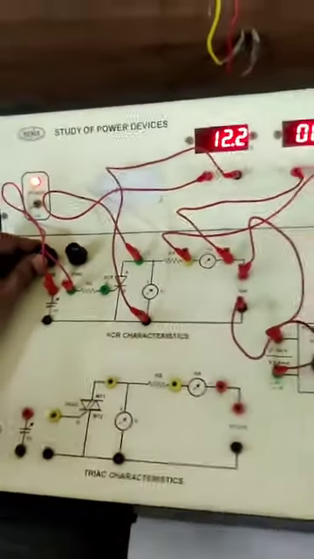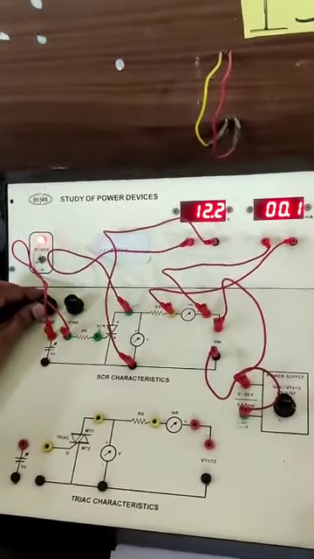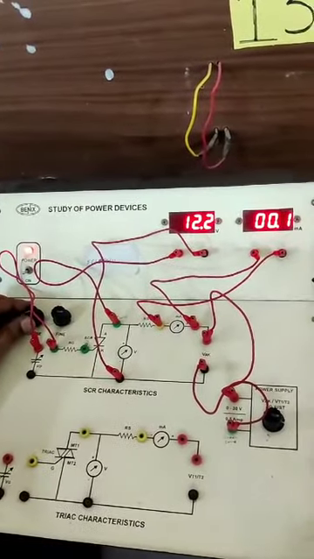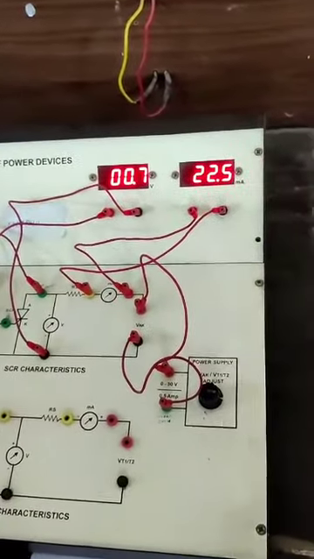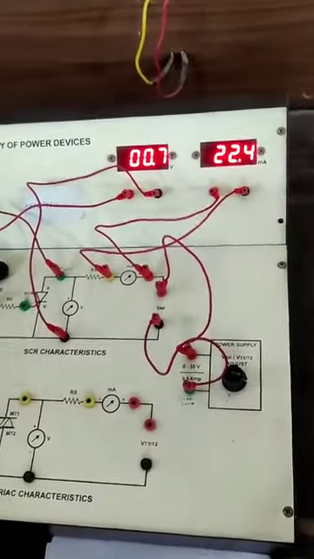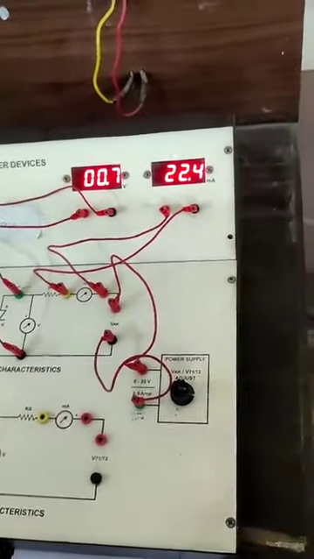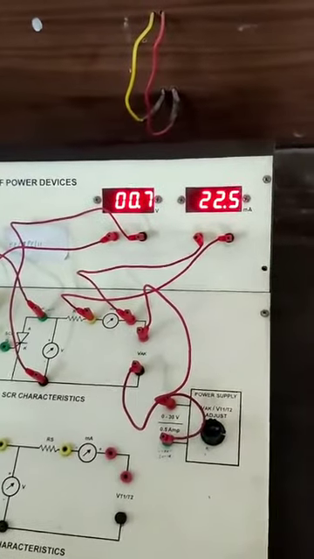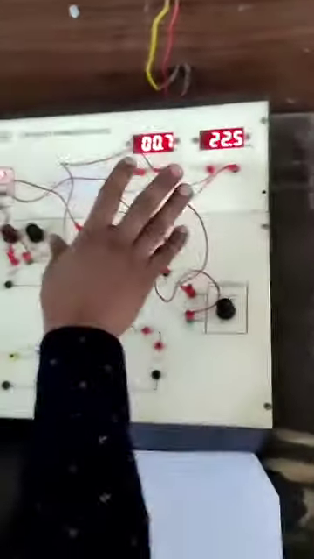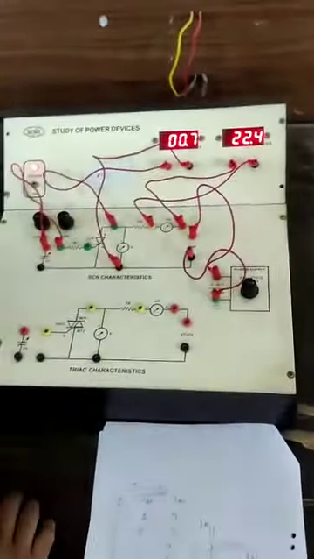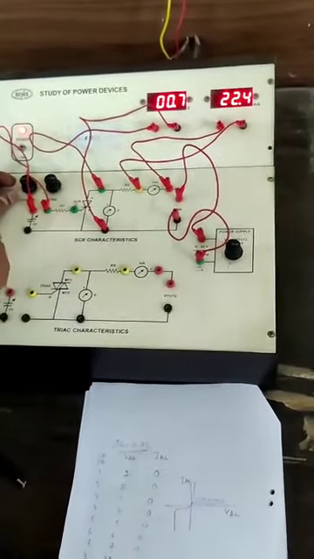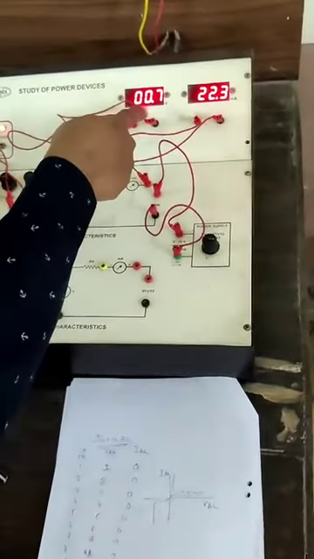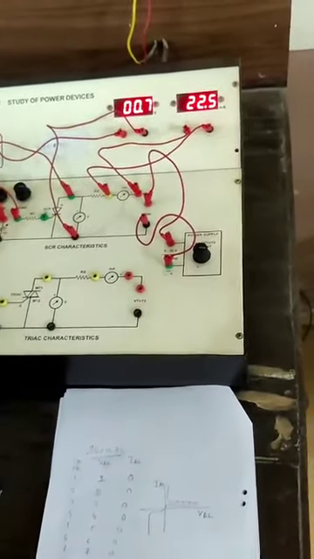And when you turn on the gate voltage like this, you just see the changes, the current will be there. This will be the exact reading that you have to take down, because there is an avalanche breakdown in case of the third quadrant. So when you are increasing the gate voltage VGK, at that time your anode voltage will be less.